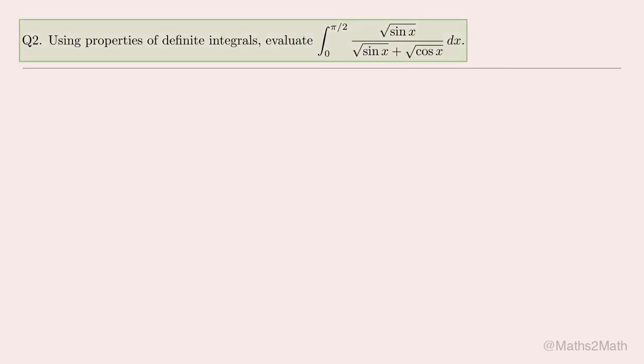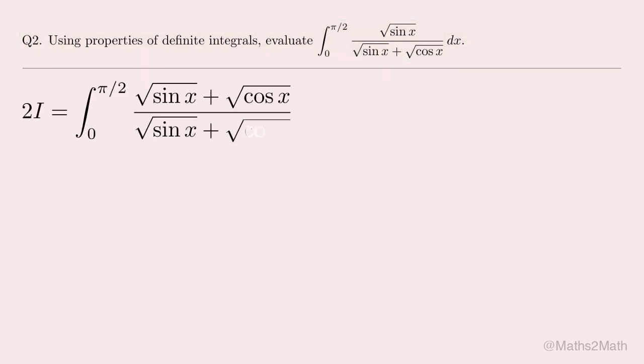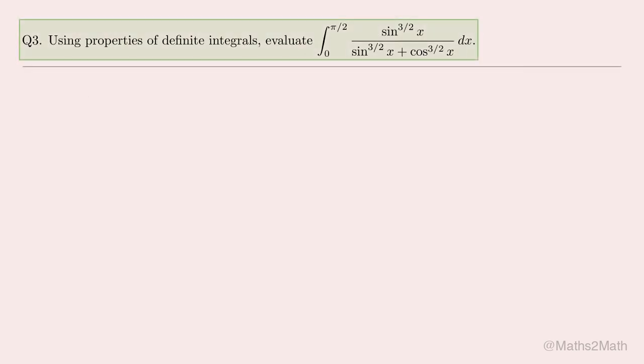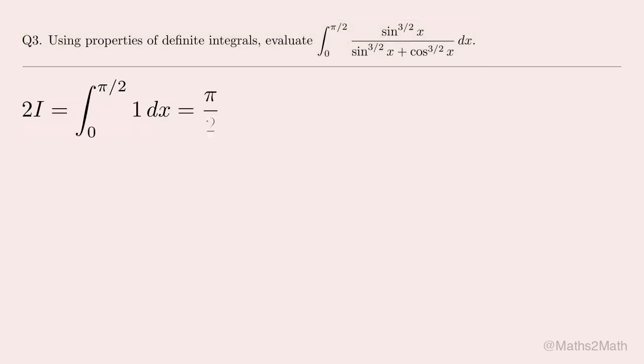Question 2. The famous king property template. The reflection swaps sine and cosine in the fraction. Adding I and its reflected form makes the fraction collapse to 1. Half of pi over 2. Question 3. The same template with 3 halves powers. The exponent is irrelevant to the trick. Reflect and add. The fraction sums to 1 again. Pi over 4.